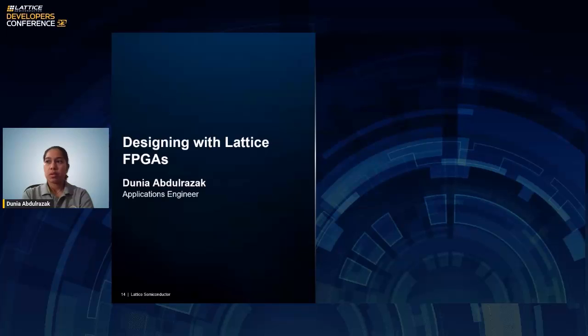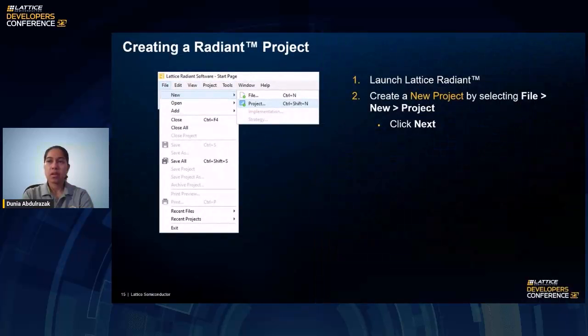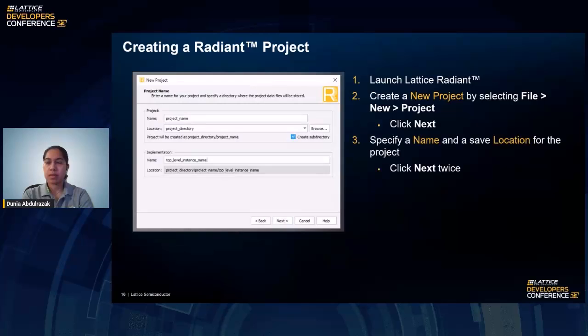Now that you're familiar with the features supported in each of these memory solutions, let's quickly go over the design flow. To start out, you'll have to create a Radiant project. This can be done by selecting File, New, Project after launching the Lattice Radiant software. After clicking Next, you'll be prompted with the New Project window. Here, you will specify a name and a save location for your project.